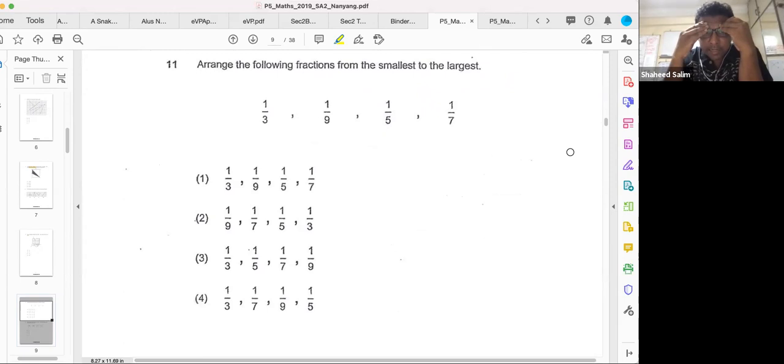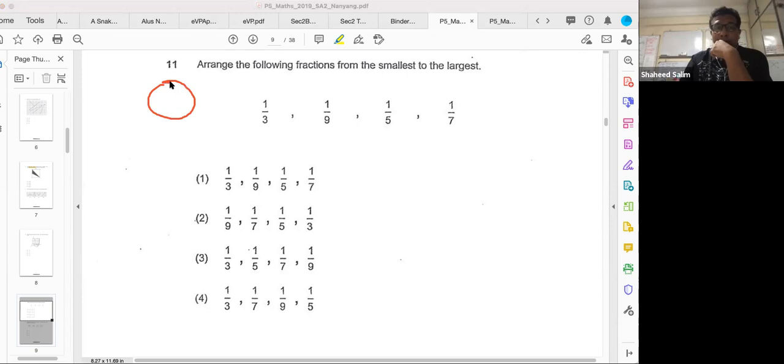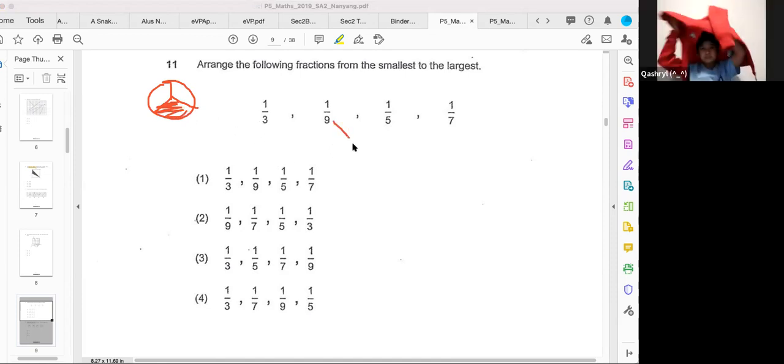This one you must understand the concept of fraction. Those who don't understand, I'll just draw 2 pictures here. 1/3, it's like that. So this is the number of slices. 3 is the number of slices. 9.